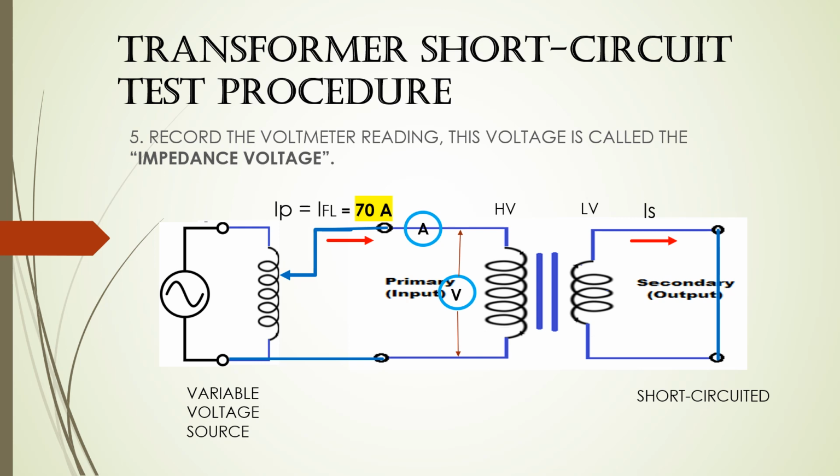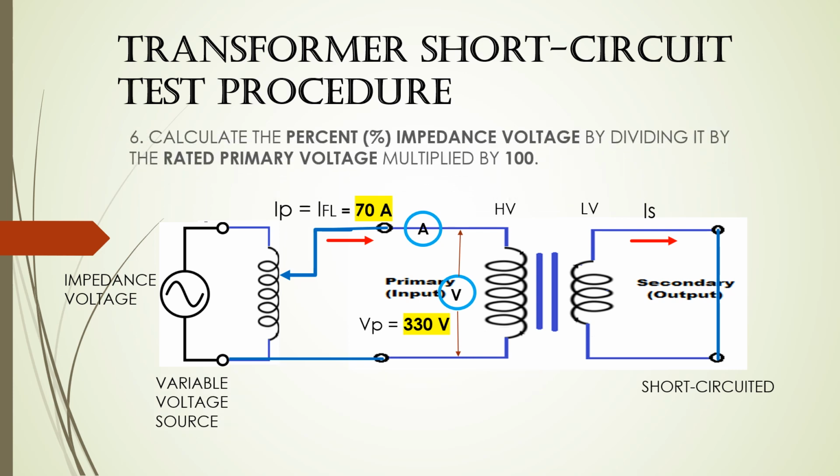The next step is to record the voltmeter reading. This voltage is called the impedance voltage. So the reading taken after adjusting the primary voltage, when the full load current rating is reached, is called the impedance voltage. In this case, we get 330 volts. And let us keep in mind that the rated primary voltage is 6600 volts.